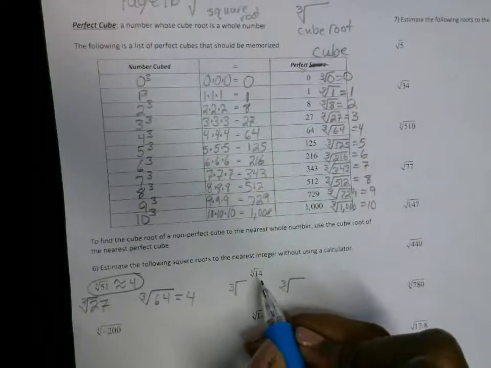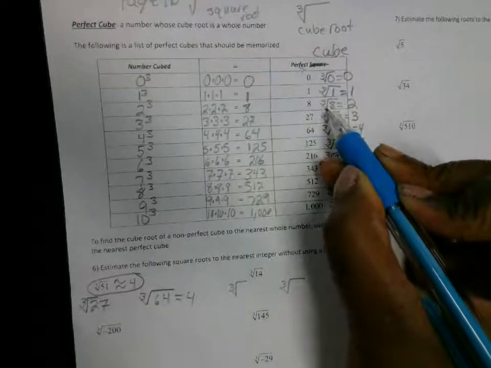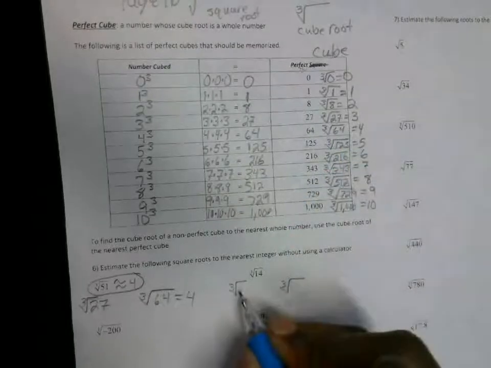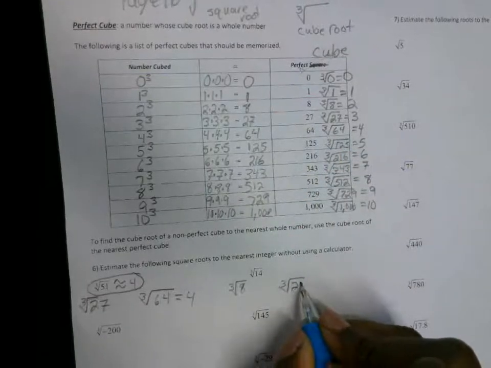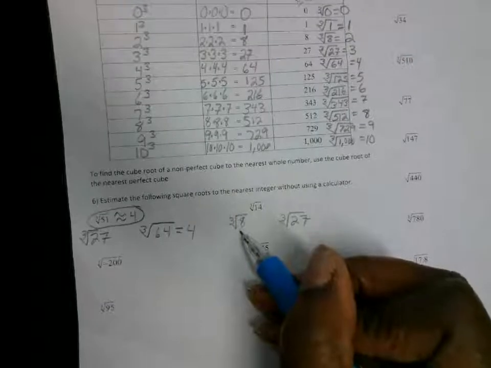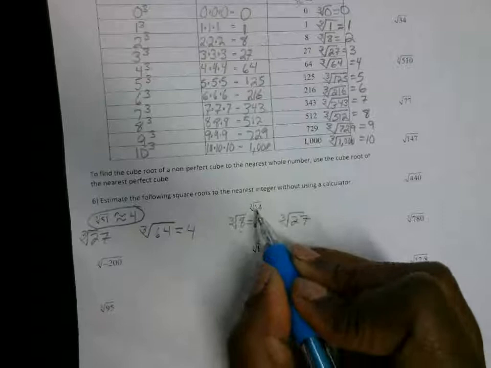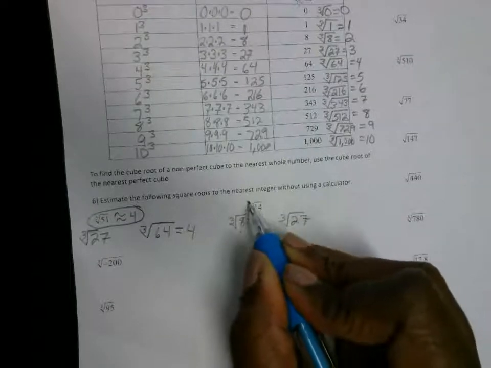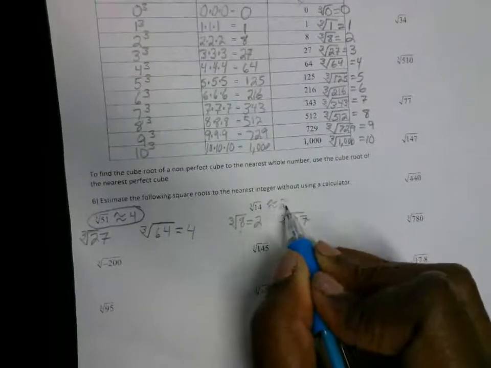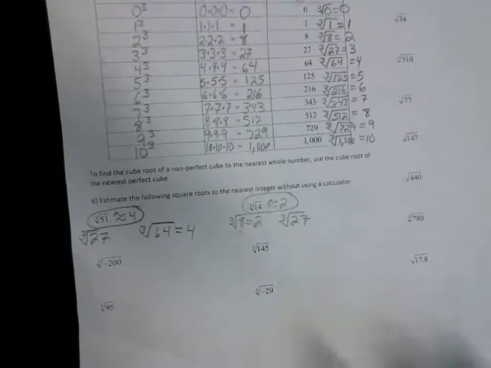So we said 14 falls right in here, between the cube root of 8 and the cube root of 27. All right. Which one is 14 closest to? 8 or 27? 8. It's closest to this one, 8. What's the cube root of 8 equal to? 2. It is equal to 2. So we're going to estimate the cube root of 14 to about 2. Okay, we don't do negatives.